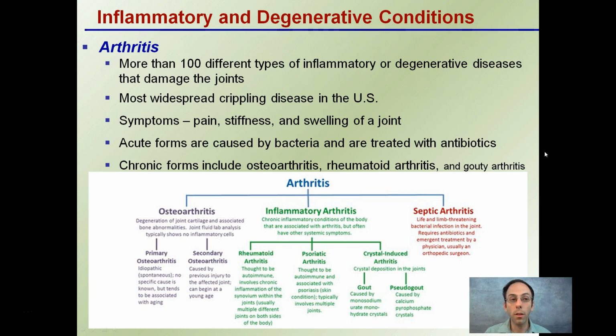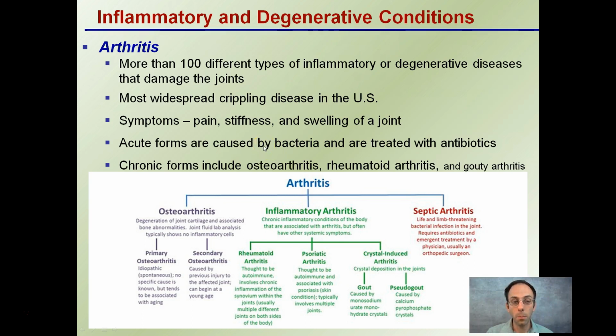So, in general, arthritis is an inflammatory and degenerative disease. There's more than 100 different types of inflammatory or degenerative diseases that damage joints. Arthritis is the most widespread and crippling disease in the U.S. Symptoms are pain, stiffness, and swelling of a joint. Acute forms are caused by bacteria and treated with antibiotics.